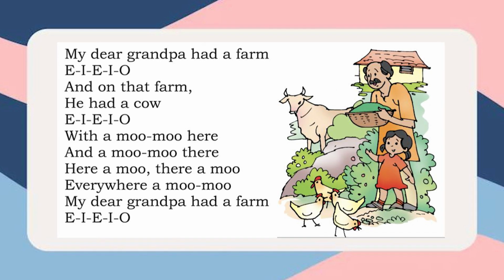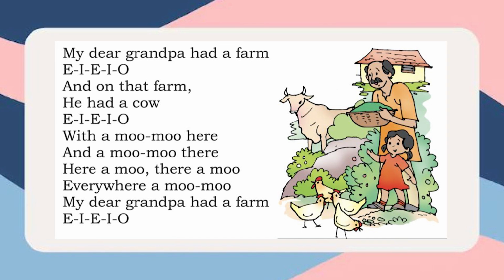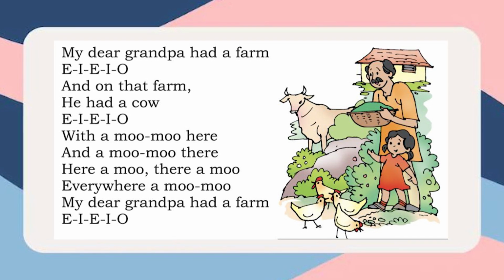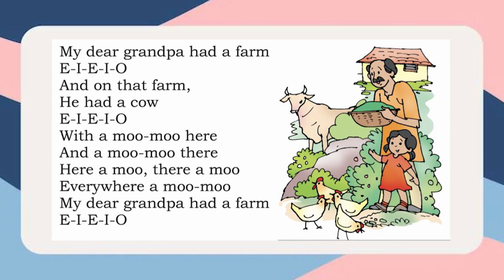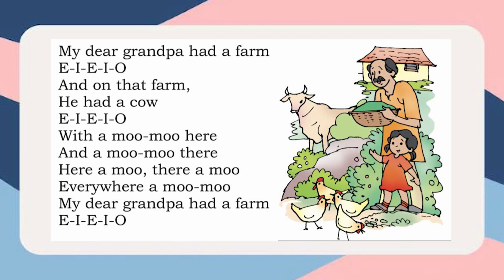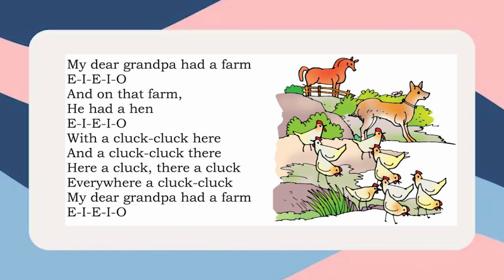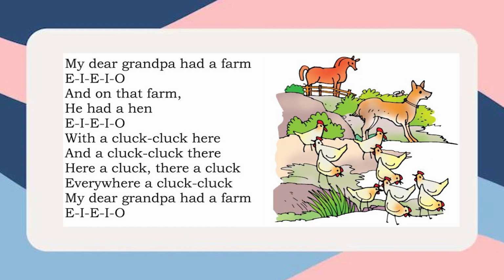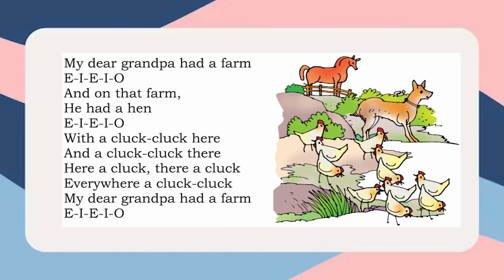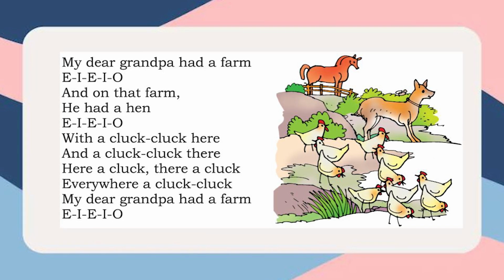Let's start with it. My dear grandpa had a farm, E-I-E-I-O, and on that farm he had some cows, E-I-E-I-O, with a moo-moo here and a moo-moo there. Here a moo, there a moo, everywhere a moo-moo. My dear grandpa had a farm, E-I-E-I-O. My dear grandpa had a farm, E-I-E-I-O. And on that farm he had some hens, E-I-E-I-O, with a cluck-cluck here and a cluck-cluck there. Here a cluck, there a cluck, everywhere a cluck-cluck. My dear grandpa had a farm, E-I-E-I-O.